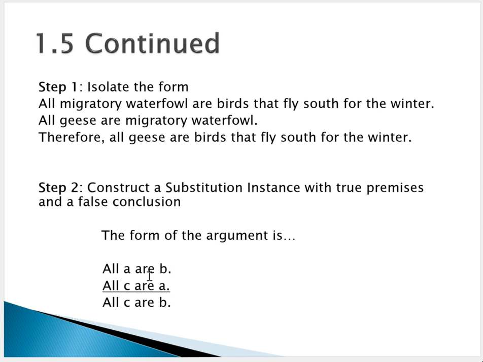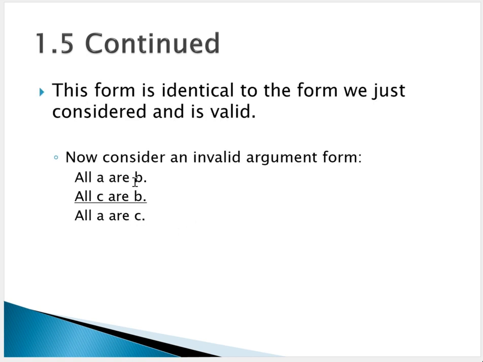So this one above is this form, all A are B, right? A would be migratory waterfowl, and B would be birds that fly south for the winter. C is geese. All geese are migratory waterfowl. Therefore, all geese... So you've got to take out the words and put in the letters. This one we have to rearrange, because it's C to A, and then A to B. So this one should be first and this one second, but that's fine. And then C to B will follow. Again, like I said, you have to rearrange those. I kind of skipped ahead there a little bit.